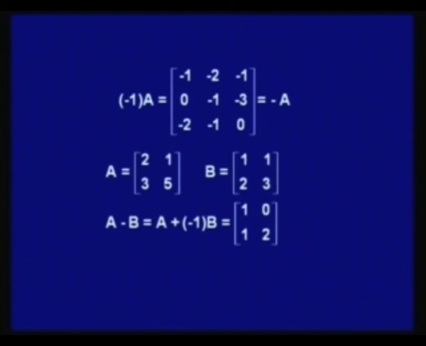So, if I have A as 2 1, 3 5, a 2 by 2 matrix, and B as another 2 by 2 matrix, 1 1, 2 3, then A minus B is the same as A plus -1 times B, and the result is 1 0, 1 2. So, that is how we define subtraction of two matrices. So, we have addition of two matrices and we have multiplication by a scalar.